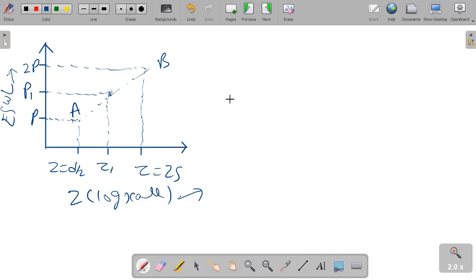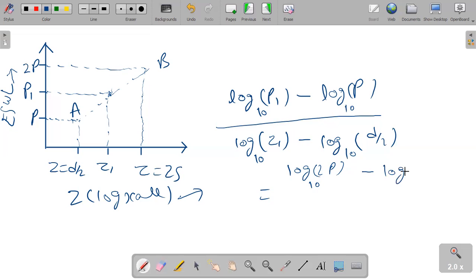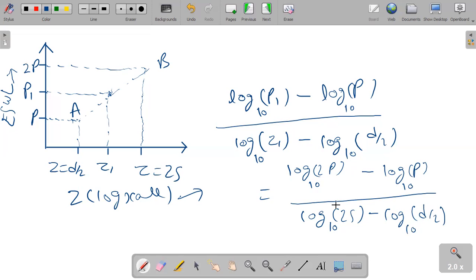So let's try to modify the formula. Let's say log P1 to the base 10 minus log P to the base 10, upon their respective depths, that is log Z1 to the base 10 minus log Z, that is d by 2 to the base 10, is equal to log 2P to the base 10 minus log P to the base 10 upon log 2s to the base 10 minus log d by 2 to the base 10. This is another formula on the basis of this graph.